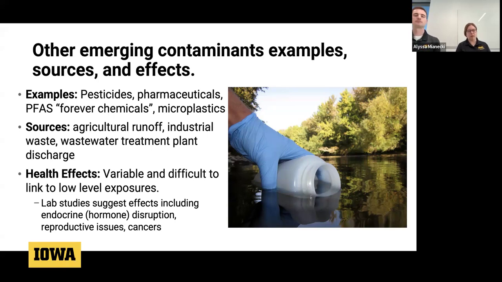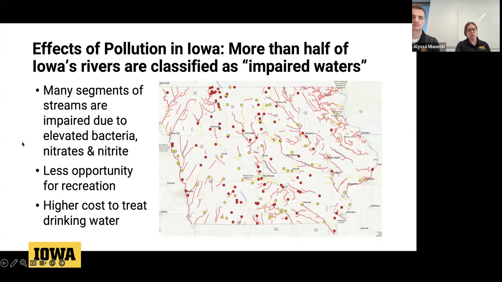They tend to gather in more of the large rivers just because of the industrial effects, and they kind of accumulate over time. Even though these are found in many places around Iowa, they're not necessarily as high concentrations as a nutrient or harmful algal bloom or bacteria. Because their levels are so low, it makes it really difficult to link actually to a health effect. But there have been lab studies to suggest that there's effects including endocrine disruption, maybe some reproductive problems, and even some cancers. So overall, what are the effects of pollution in Iowa?